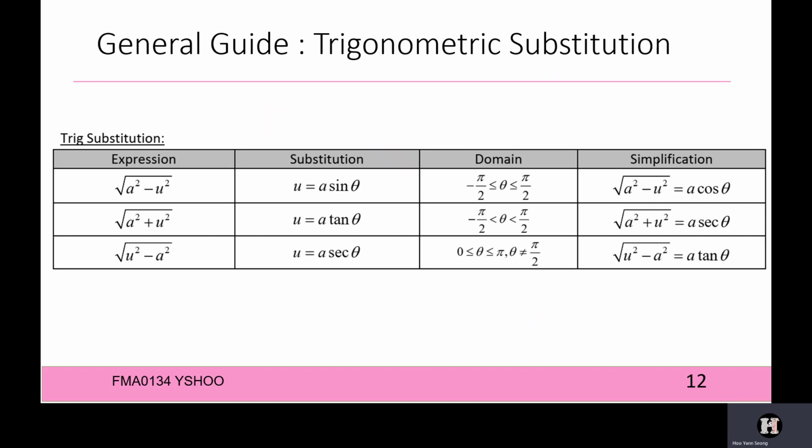Then we have one more, the one you learned, u substitution, which is the normal substitution.